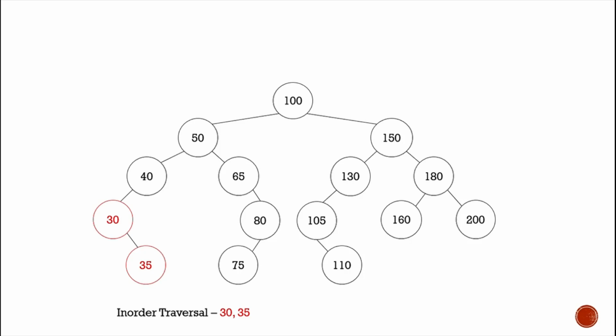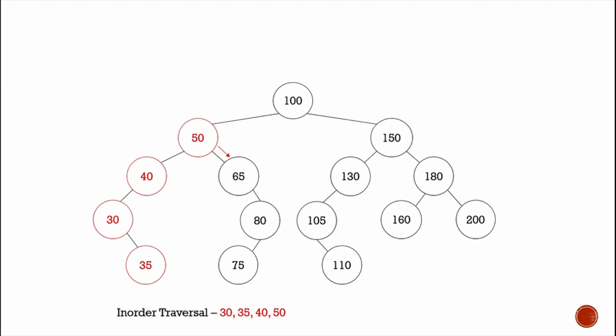So now we backtrack to 40, and 40 is printed as it is the parent node here. Then it tries to visit the right subtree of 40, but 40 does not have any right subtree. So now we can see that all the nodes in the left subtree of 50 are done being traversed. So now we backtrack to 50, and then 50 is printed.